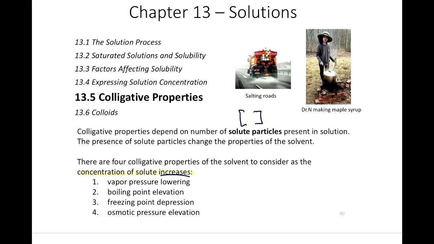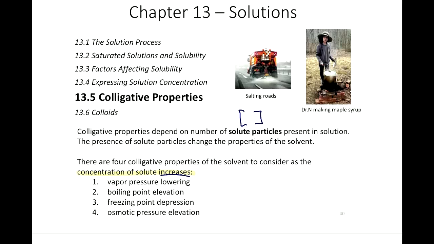In 1210, we looked at the conductivity of those things. We know sugar water does not conduct electricity. Salt water does. Those were some properties we looked at. But now we're going to go even further and look at additional properties that happen when you start dissolving junk in water. And so this is a broad topic called colligative properties.